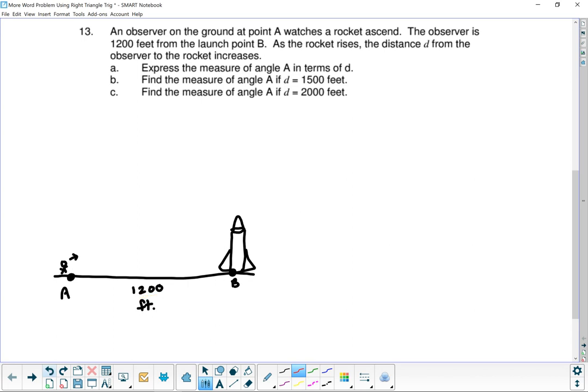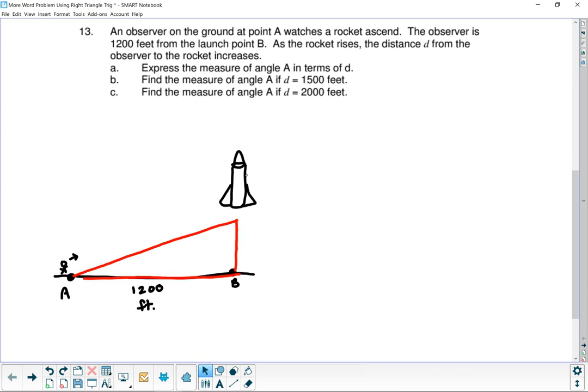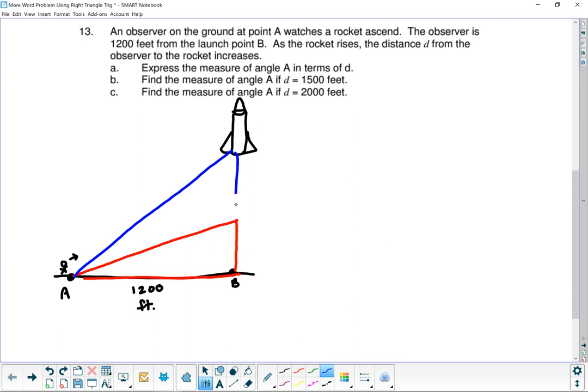But as the rocket goes up, the distance is now from here to right here, which makes a 90-degree triangle. And as the rocket goes up some more, the distance is now even more. Okay, so that's the idea.